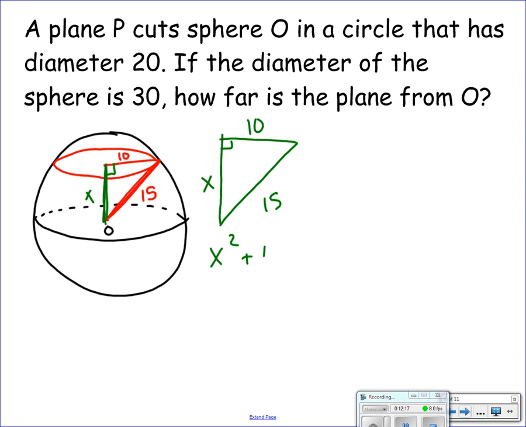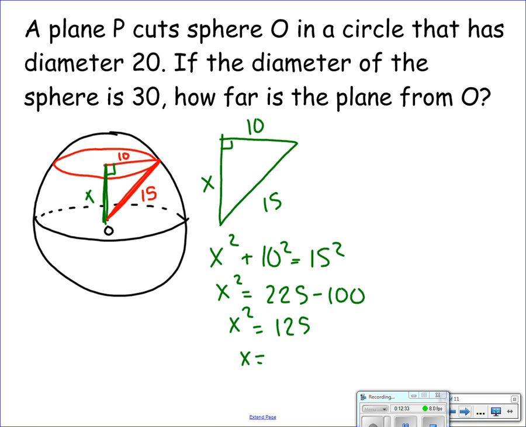X squared plus 10 squared is going to equal 15 squared. X squared is going to equal 15 squared, which is 225, minus 10 squared, which is 100. X squared is going to equal 125. Square root both sides. 125 is 25 times 5, or 5 root 5. Do I have units? Does it give me units? So our answer is just 5 root 5.